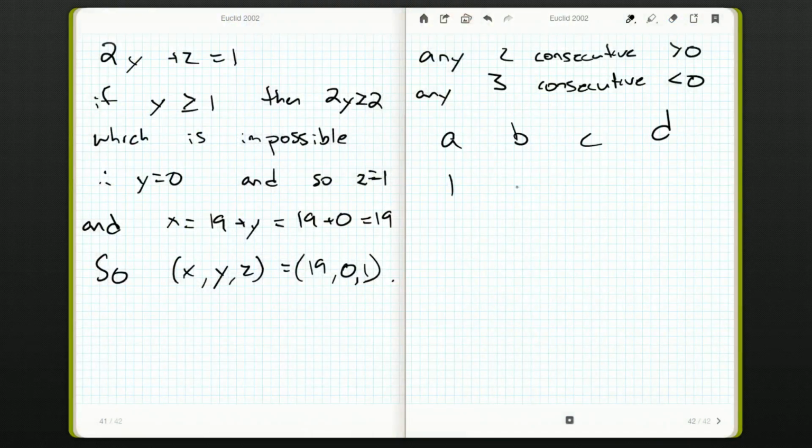So maybe let's say A is 1 and B is 1. So any 2 consecutive, that gives us a sum of 2. That's great, that's positive. C will have to make this all negative, so we'll have to have negative 3 there. But then B and C isn't positive. Okay. So let's make B and C positive.